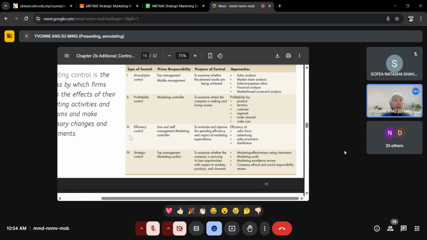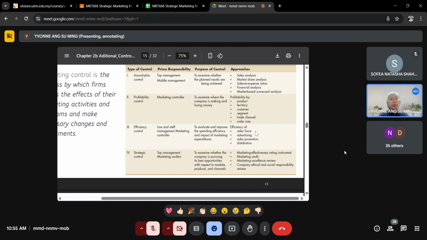Okay. Then we go into efficiency control. For efficiency control, what we're doing here is making sure that we can continuously improve our marketing, and that our expenditure, whatever we spend, is done in a very efficient manner. So you can see that this is within their department, and within their department, they can go and see whether these items are efficient or not.